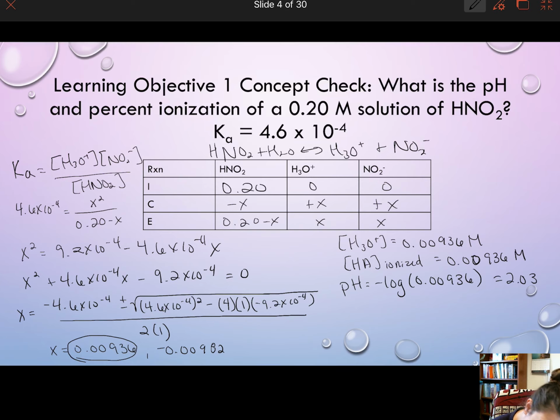And then our percent ionization, we're going to take the 0.00936 divided by our initial concentration of 0.20, multiply the whole thing by 100%, and we get a value of 4.68%.